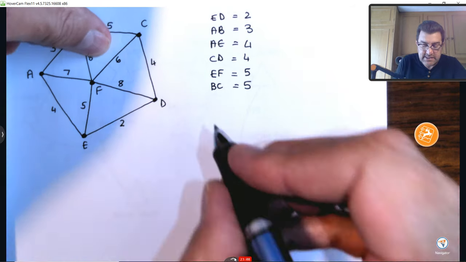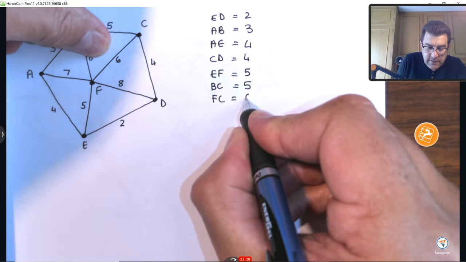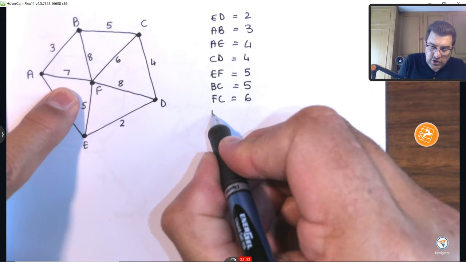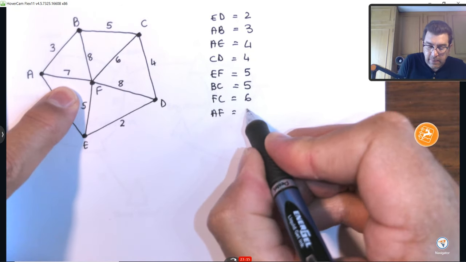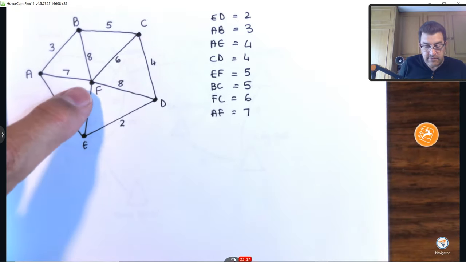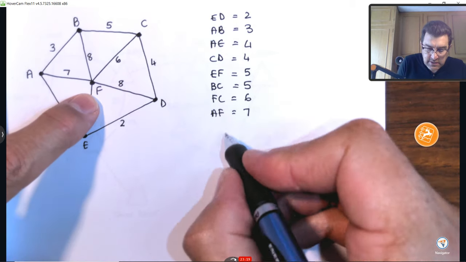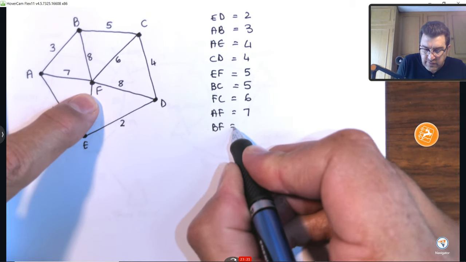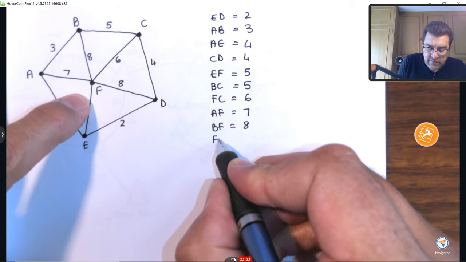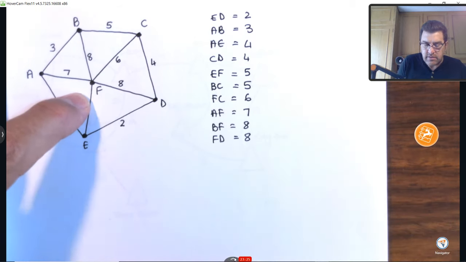The next one is 6, which is FC. The next weight is 7, which is AF. And then I have two weights of 8. BF has a weight of 8, and so does FD.